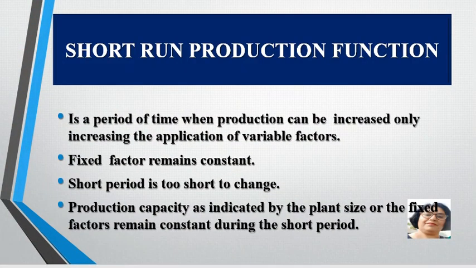Short run production function. Short run is a period of time when production can be increased only by increasing the application of the variable factors, because fixed factor remains constant. Like we have a machinery which could produce up to 1000 units. So machinery cannot be installed immediately. So fixed factor remains constant.